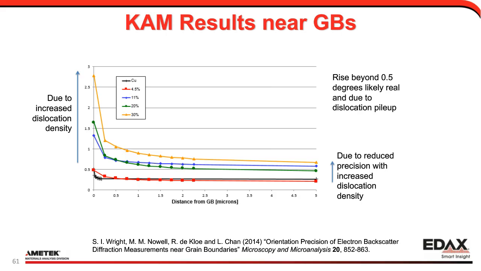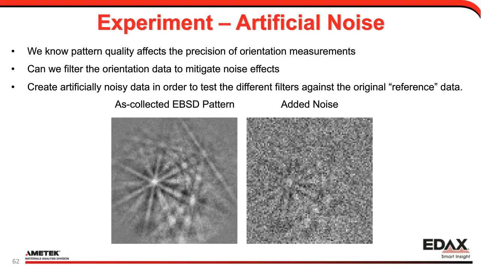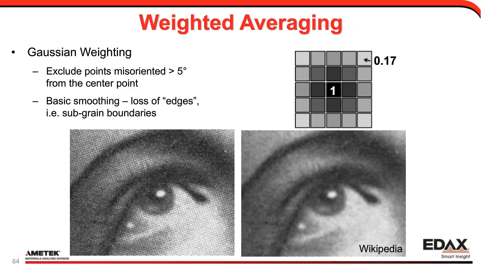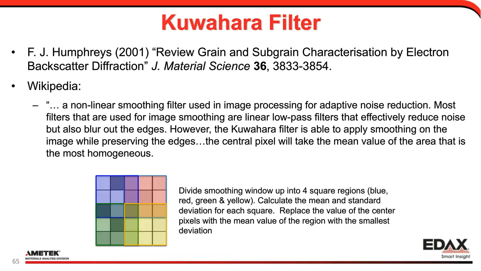So we want to look at an example for real materials and the effect on the GND measurements. So we're going to add noise to the patterns artificially, and then we're going to use some of the cleanup routines we have to see if we can improve the strain measurements. There's a simple one, Gaussian weighting, where we just average the orientations together of nearby pixels. Another one is called the Kuwahara filter, which is a little more complex. We look at the neighboring grains, look at the median or mean and standard deviation, and replace the center with that, which is a well-known image processing technique.